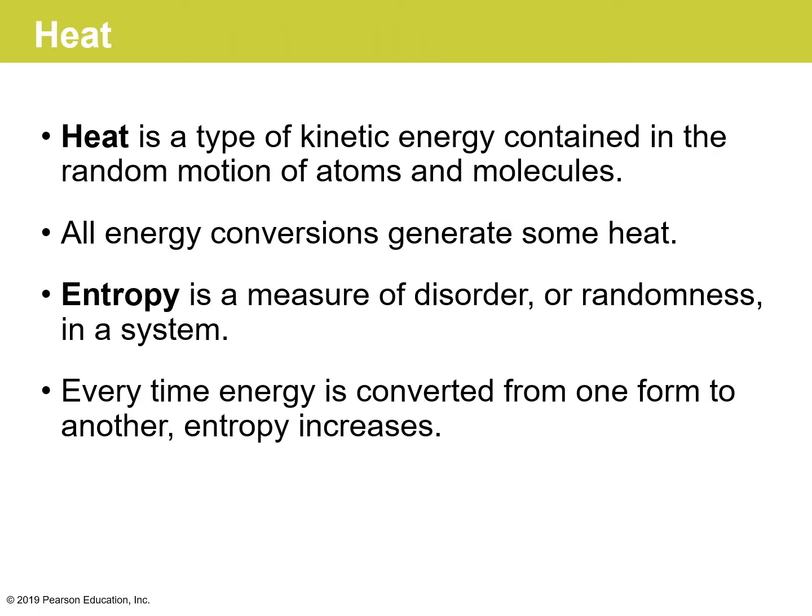Every energy transformation releases some randomized energy in the form of heat. Heat is a type of kinetic energy contained in the random motion of atoms and molecules, and heat has the highest entropy. Entropy means a measure of disorder or randomness in a system. Every time energy is converted from one form to another, entropy would increase.